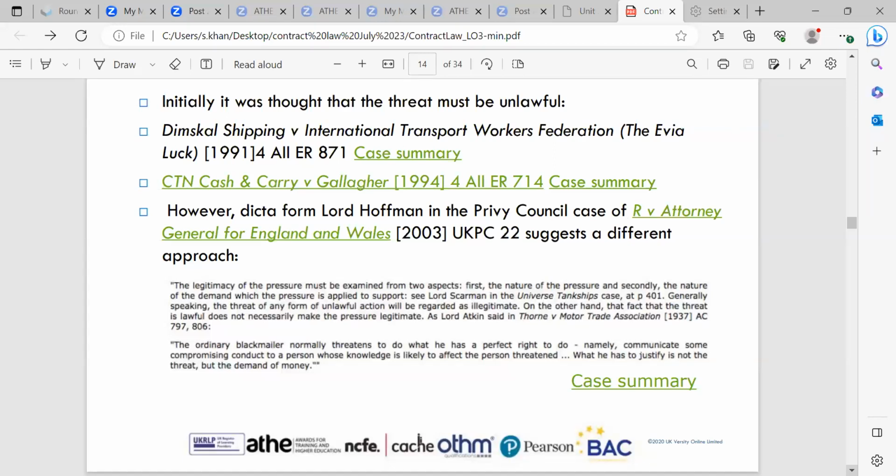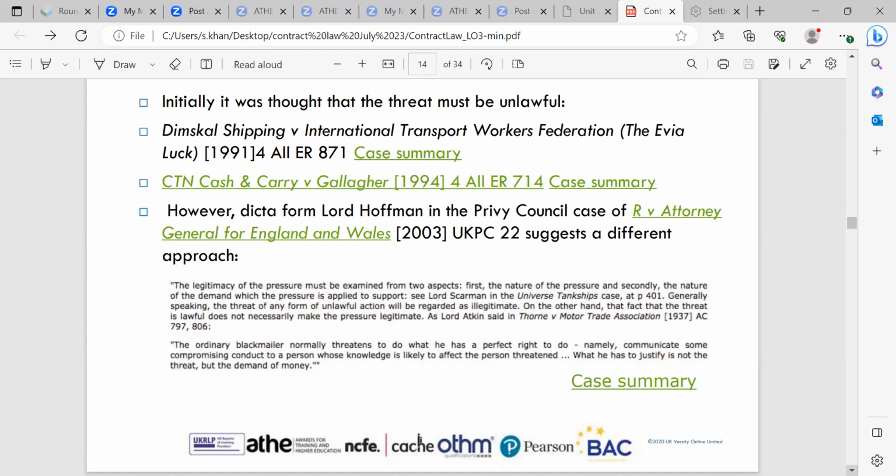However, dicta from Lord Hoffmann in the Privy Council case of R and Attorney General for England and Wales, 2003 UKPC 22, suggests a different approach. He suggested that the legitimacy of the pressure must be examined from two aspects. First, the nature of the pressure, and secondly, the nature of the demand which the pressure is applied to support.